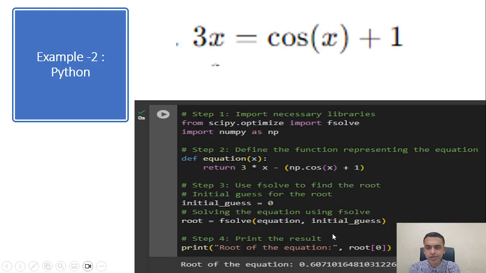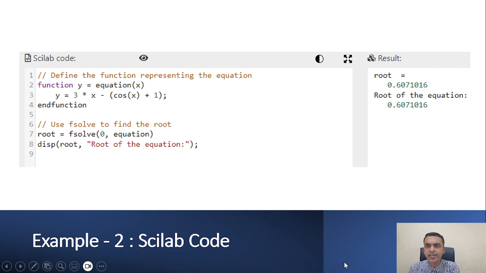So here you see previously 0.6071 and now 0.6071. Of course, the same problem you are solving using Python or Scilab, so they will give the same answer. Sometimes when I am teaching this to the class, some students make the mistake of writing the code import numpy as np in Scilab.